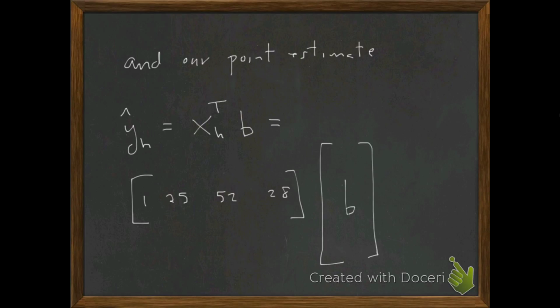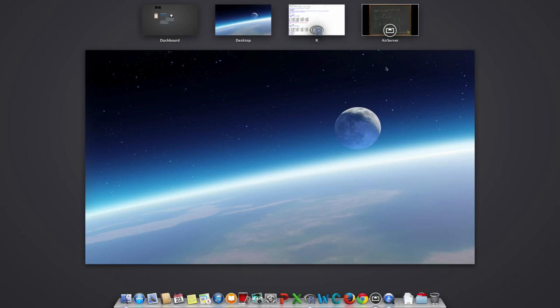To create our point estimate, we call that y hat sub h, again consistent with the h. And we make the calculation by taking the transpose of x sub h times beta. Now I want to do that, and I did it, and I'll take you over to R and show you the calculations there.